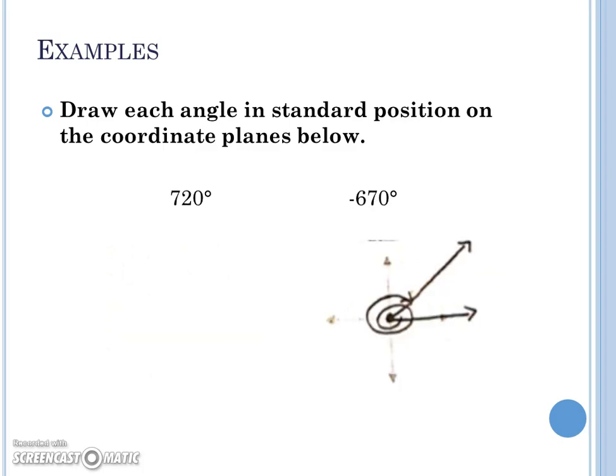Positive 720 is 360 degrees beyond a full rotation. That means it's two full rotations, ending up back at the original ray. And it's positive, so it's going to the left. And it does, again, two full rotations. 670 does the two full rotations like it shows right there, creating a 310 degree angle on the outside.